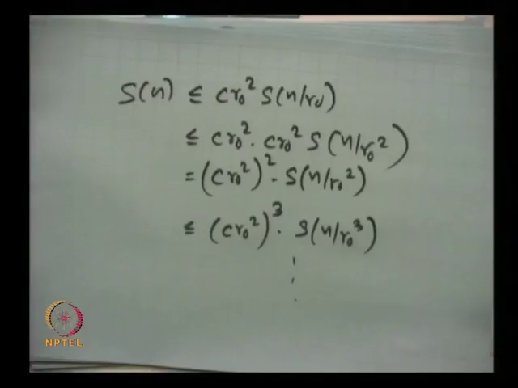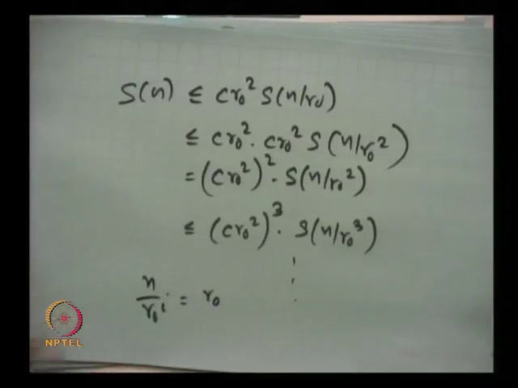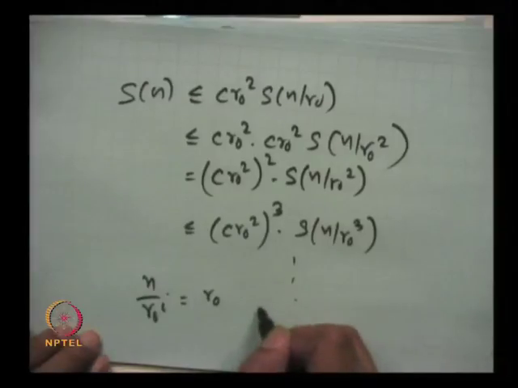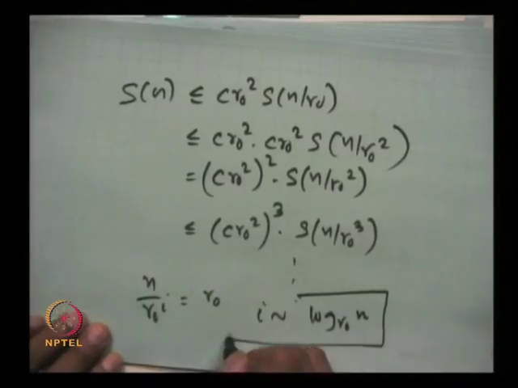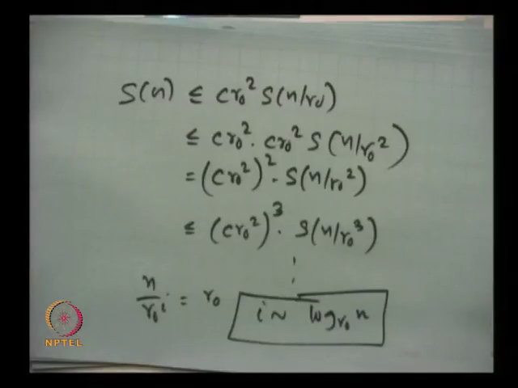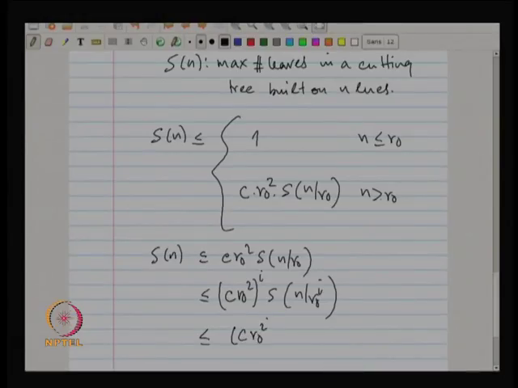Now, when does the recurrence stop? When n becomes R0. So, when n over R0^i becomes R0, or if you want to say maybe 1, it becomes 1. So, let us say i becomes roughly log to base R0 of n. So, now if you write it here, and then you reach here, then you get S of R0, it is basically 1, am I right? So, this size is C R0 square log of R0 n.